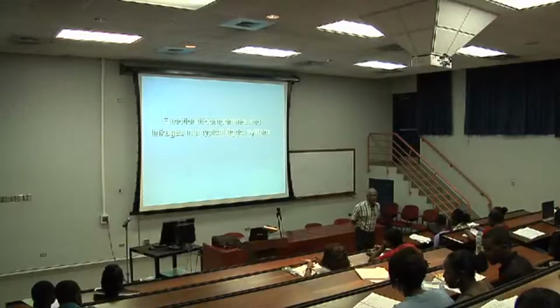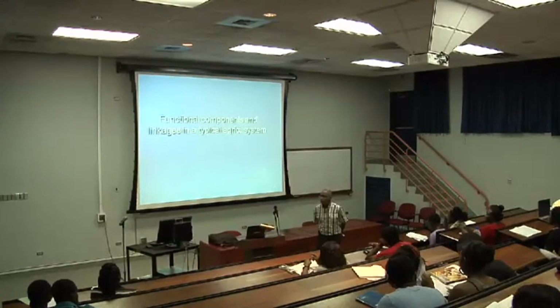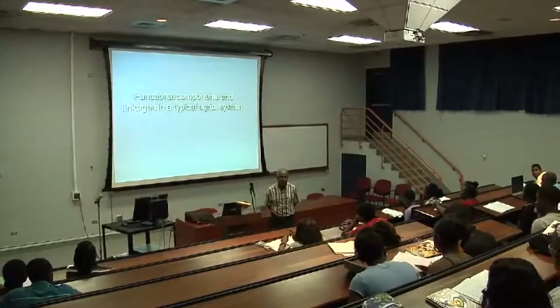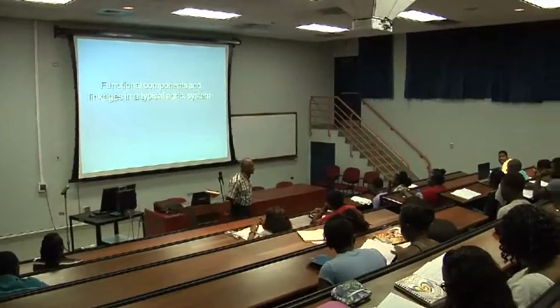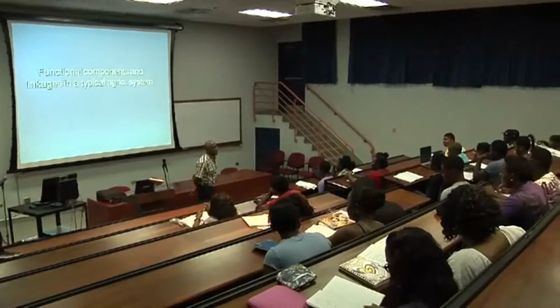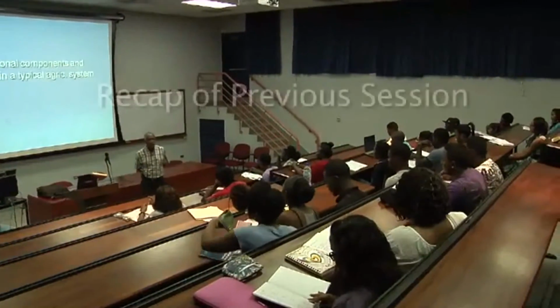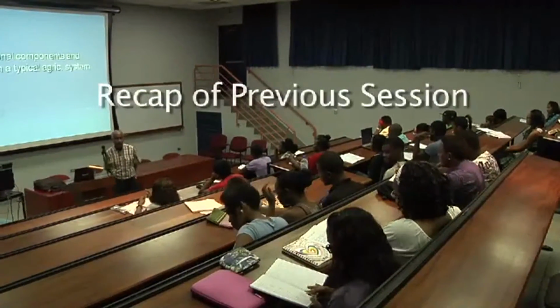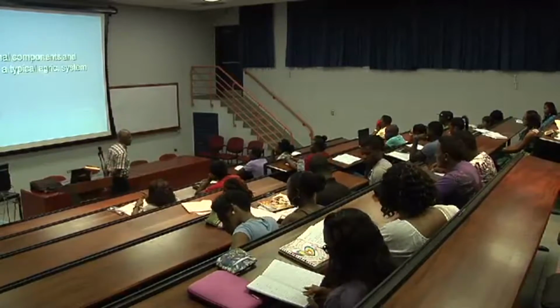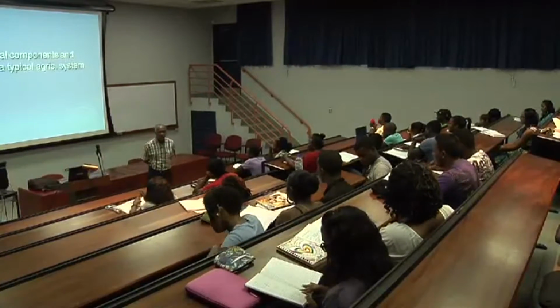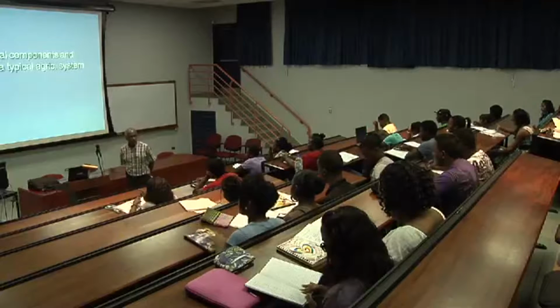All right, today we're substantially going to deal with functional components and linkages in a typical agricultural system. But before we start that, let's see what we could recap from yesterday. Yesterday we did some sociological concepts. Anybody remember which sociological concept we stuck out in particular?